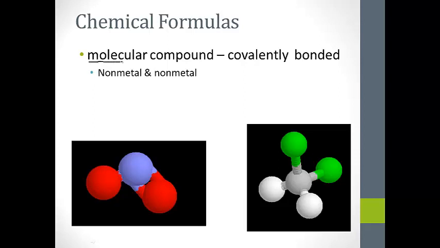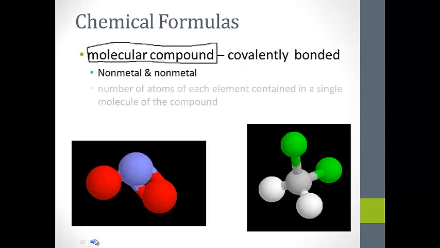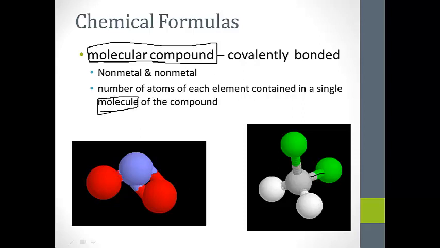Alright, now this is also a little bit of review, but when we have a compound that is covalently bonded, or a molecule, or a molecular compound, it is covalently bonded. And this happens between two non-metals. Okay, and the number of atoms in the compound represents the number of atoms of each element contained in a single molecule of the compound. So since the electrons are being shared, we use these lines to indicate where the electrons are being shared, and they're kind of floating back and forth between those two atoms.